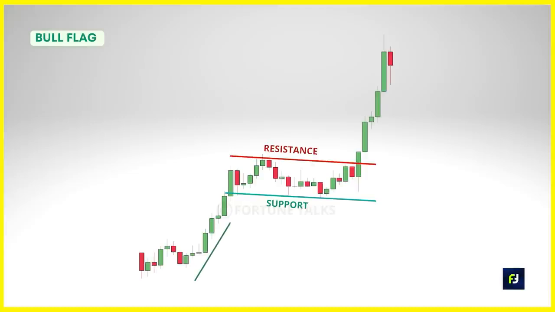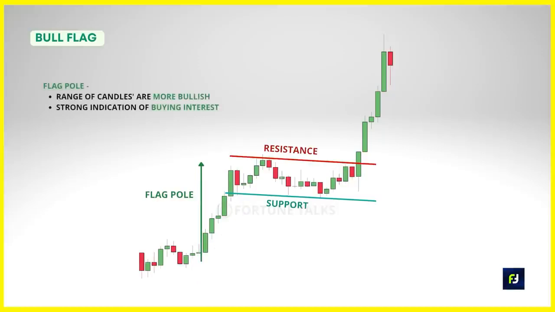We have to look for a preceding up move or an uptrend, which makes a flagpole. As we know, the bull flag pattern forms during a bullish trend. This means that the candles' range is more bullish than usual and they tend to close near the highs. So it is a strong indication of buying interest in the market, and it also signals that the bulls are dominating the market. Now after the strong move higher, the market needs to take a break.